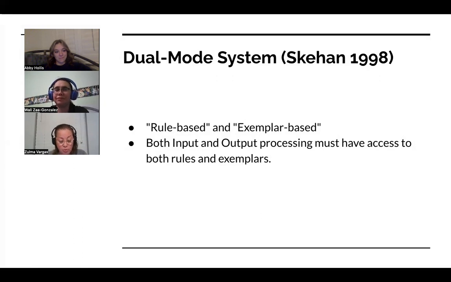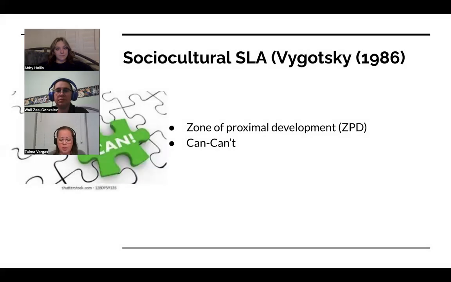The dual mode system goes hand in hand with explicit and implicit learning. Rule-based relates to explicit learning through intentional delivery and practice. Example-based relates to implicit learning through observing and doing, based on hearing and seeing others. Next one, please.